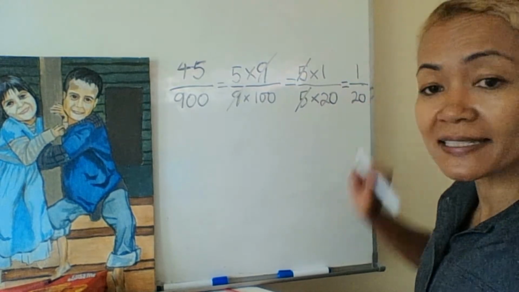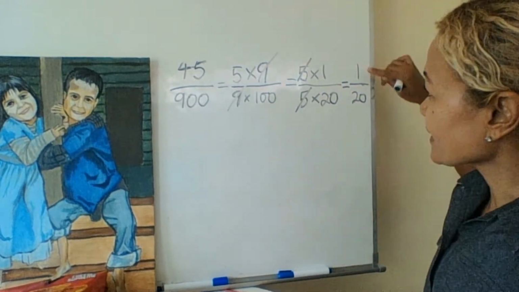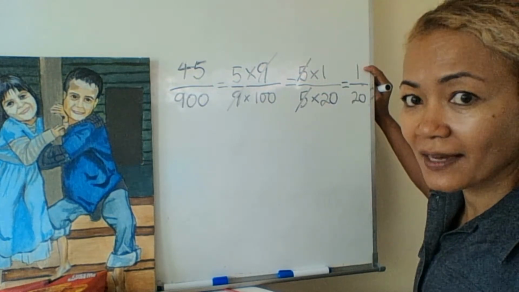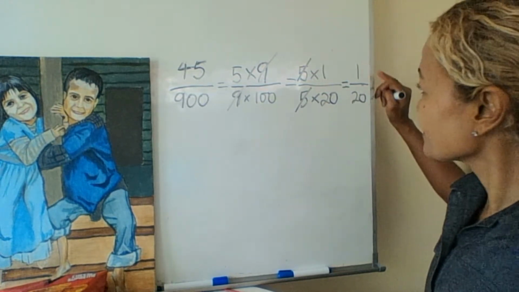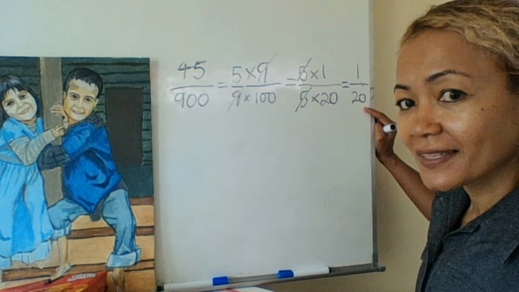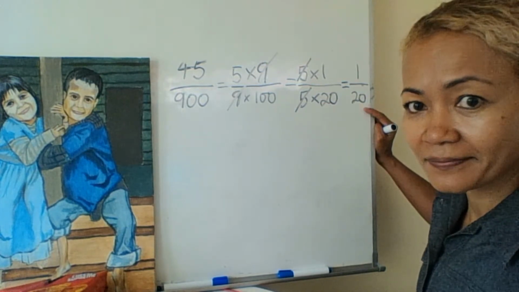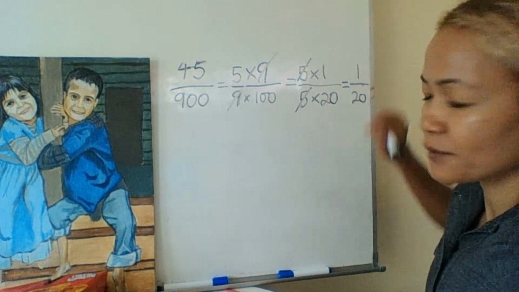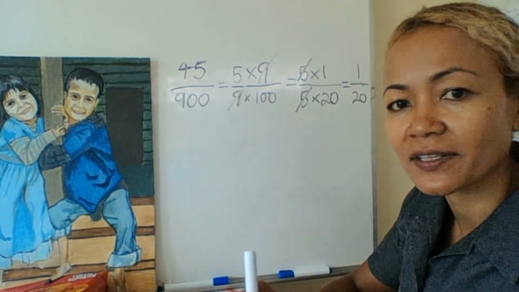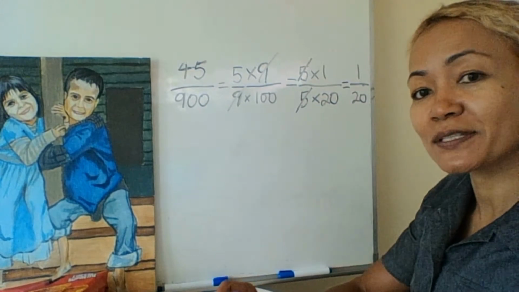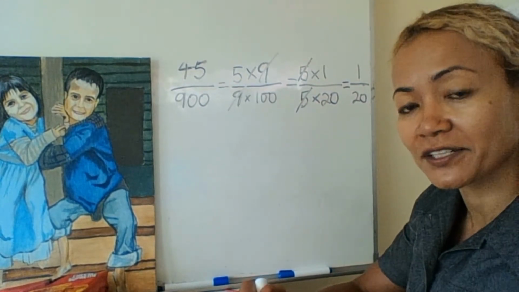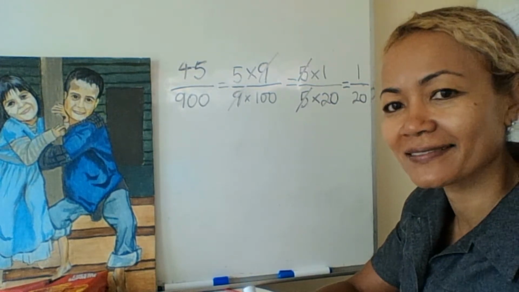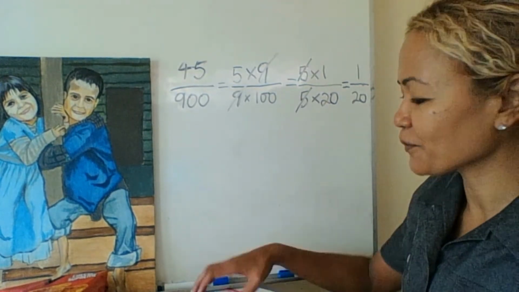Can it go any simpler? Like I said before, once you get to 1, either on the top or the bottom, you can't go down any further. You can't do anything with the 20 because whatever you do with the 20, you've got to do with the 1. And 1, you can't go down any further. So that is the simplest form of that fraction. It is that fraction in its lowest terms. Okay, on with the next one.